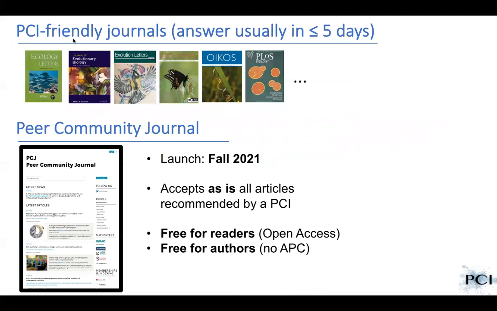The current PCI-friendly journals in evolutionary biology, that is those journals agreeing to reply rapidly to a pre-submission inquiry, are Ecology Letters, Journal of Evolutionary Biology, Evolution Letters, Evolution, Oikos, and PLOS Biology. The Peer Community Journal is a new publication platform that will be launched in the fall of 2021, and it will accept all articles recommended by PCI as is and for free.